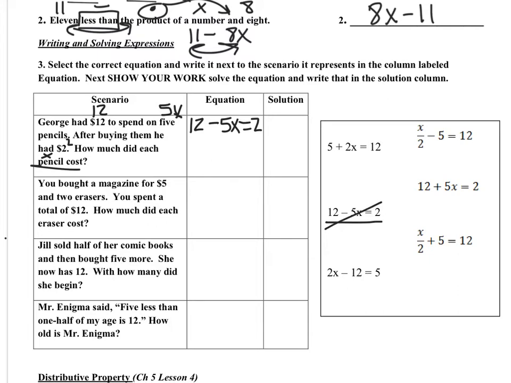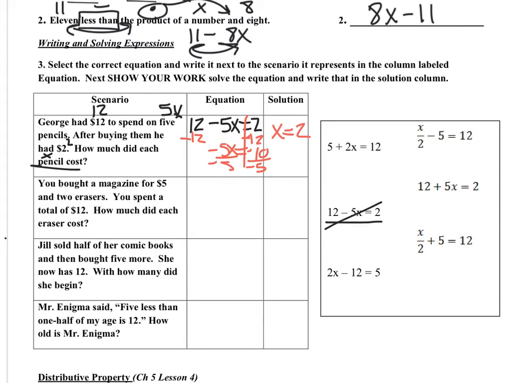And then I would solve. I would subtract 12 on both sides and get negative 5x equals negative 10. Divide by negative 5. And then my solution would be x equals positive 2.